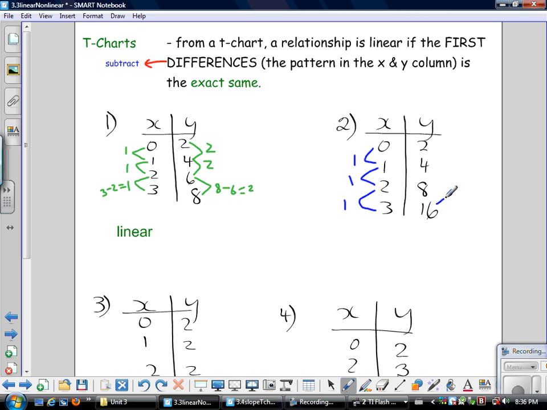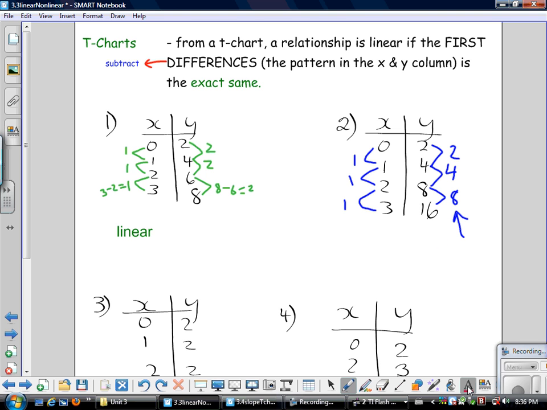Now, if we go over here, 16 minus 8 is 8. 8 minus 4 is 4. Already, they're not the same. And 4 take away 2 is 2. Okay, so these are different. So because those numbers are different, it's nonlinear.